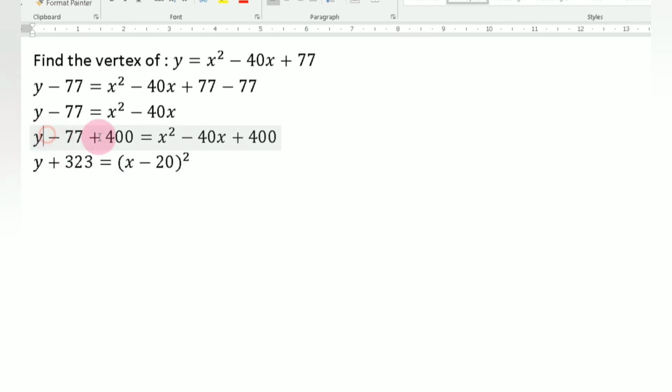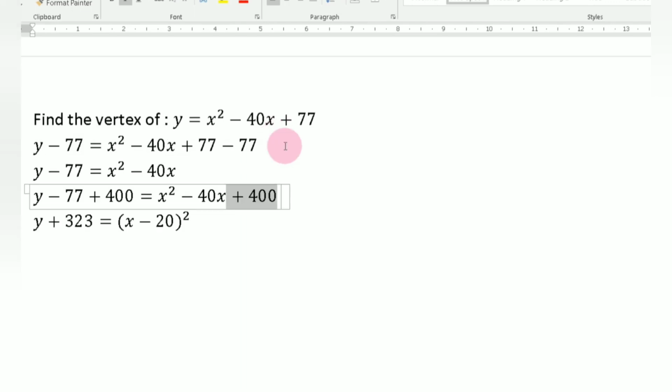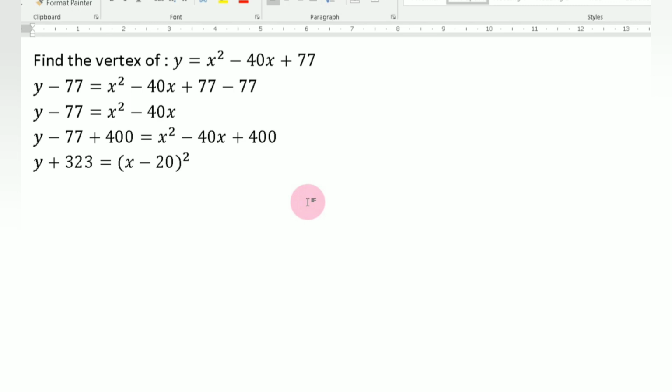Y equals, you can simplify this, and then this one is a complete square. This equals x minus 20 squared. So again, remember how to find the last piece here is by the completing the square skill. So you need to master complete the square first. Next, how to find the vertex from this equation.